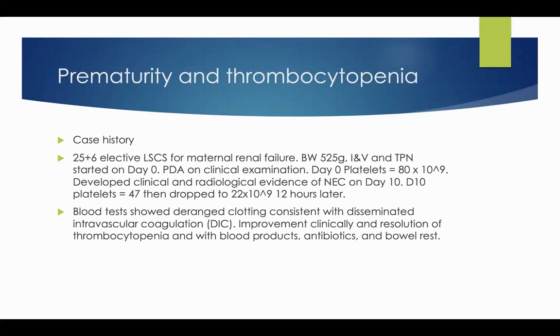Yeah, okay. So just quickly, this is a case of a premature infant, 25 plus 6 weeks gestation. It was an elective section for maternal reasons, low birth weight, started on TPN. The initial platelet count was 80, and then the baby had features of NEC on day 10. On day 10, platelets were 47, which then dropped to 22 12 hours later. Blood tests showed DIC, and the baby improved clinically with blood products, antibiotics, and bowel rest. What do you think the causes of the low platelets could have been in this case?